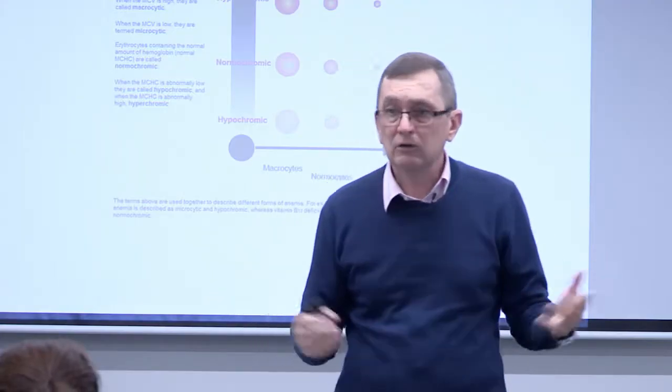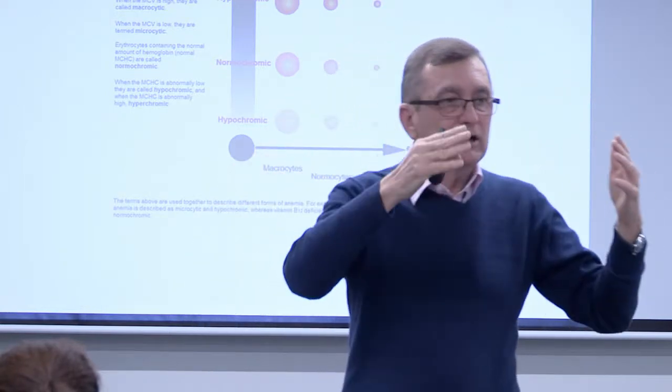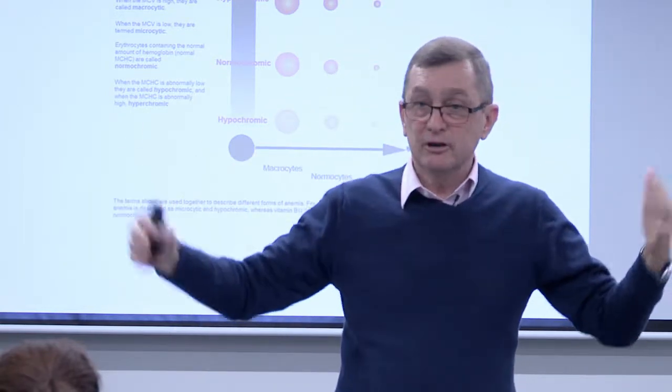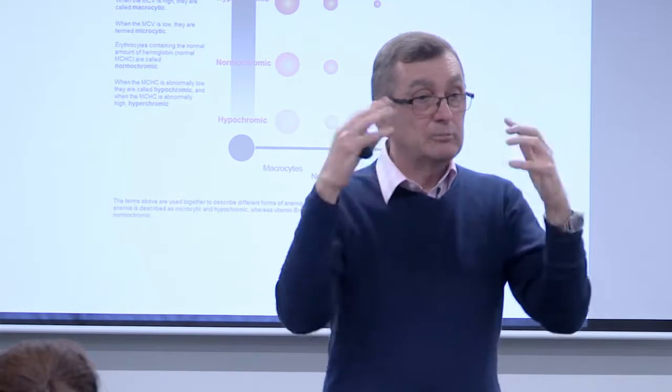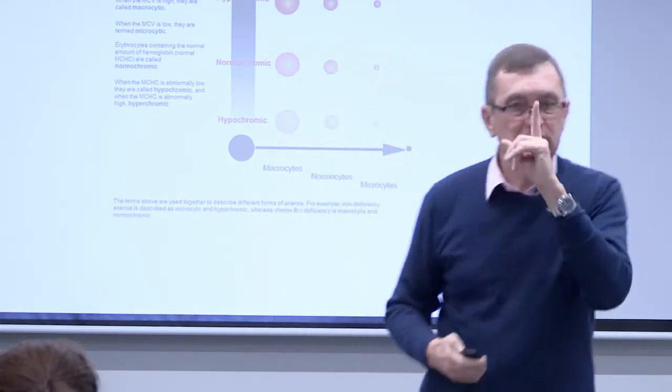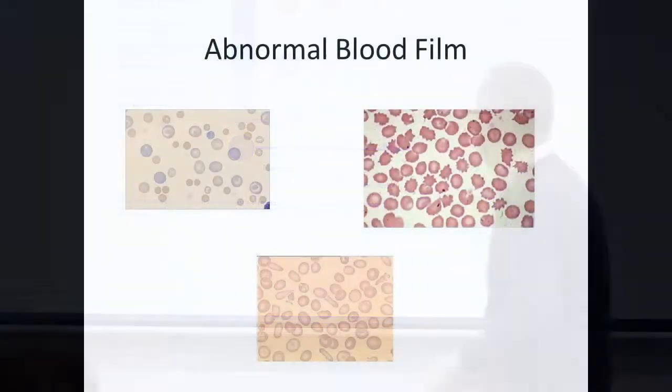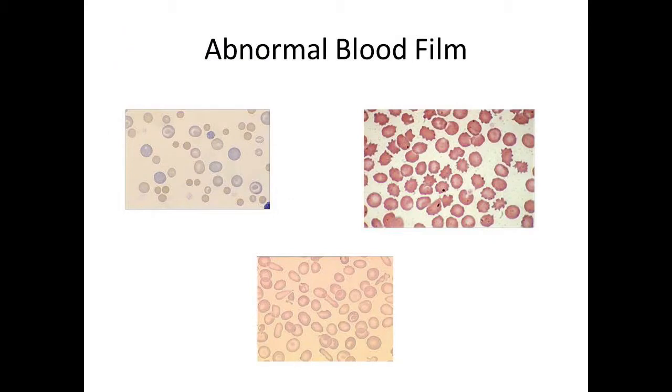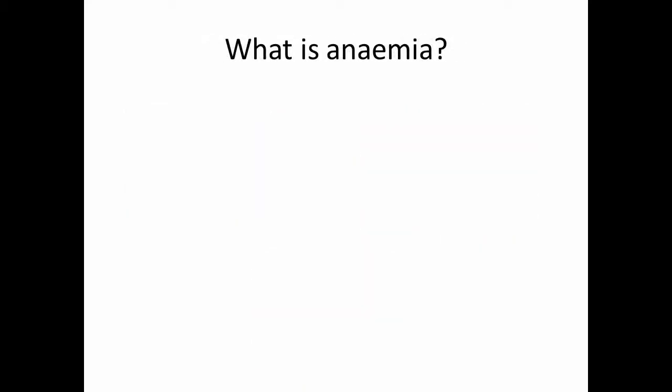If you haven't got any DNA, or you can't make DNA, you can't go through the 12 divisions. You only get to about 8. So you put out bigger cells. And that's interesting, but it's useful for later. So abnormal blood films can have different levels of coloration, which is related to the immaturity of the hemoglobin. There can be funny shapes. And I said, this is key.